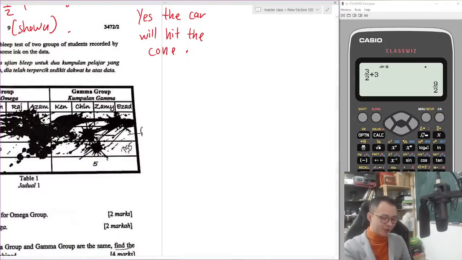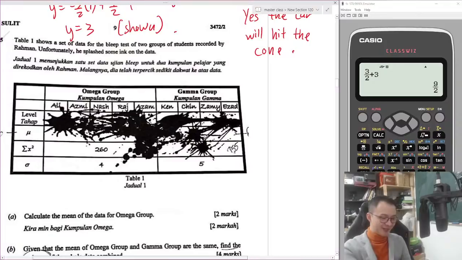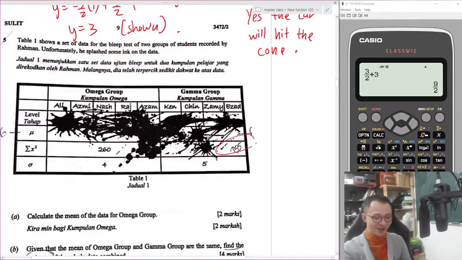Because I got this paper, I believe this paper was done by some student or teacher already, so we have some numbers here. But it doesn't matter, we just ignore all these numbers that are not given by the question.